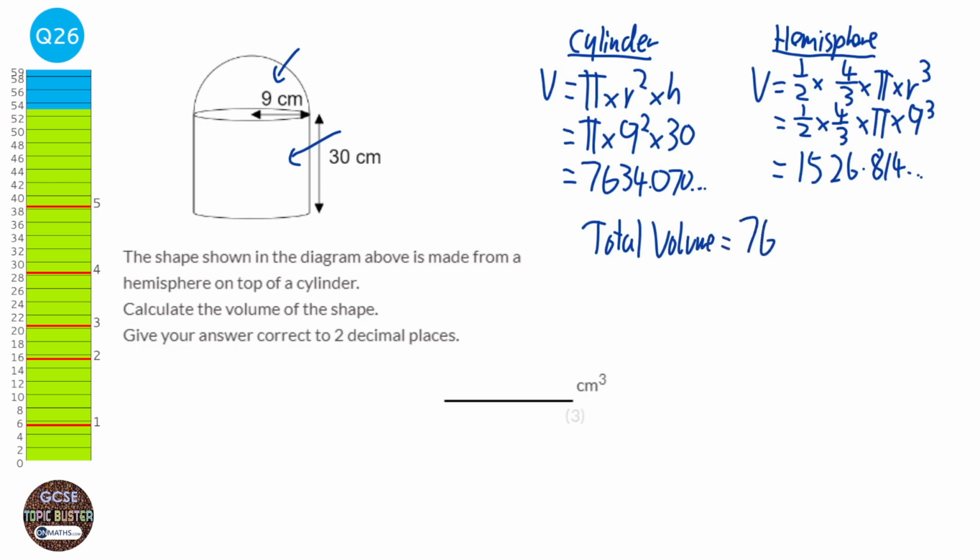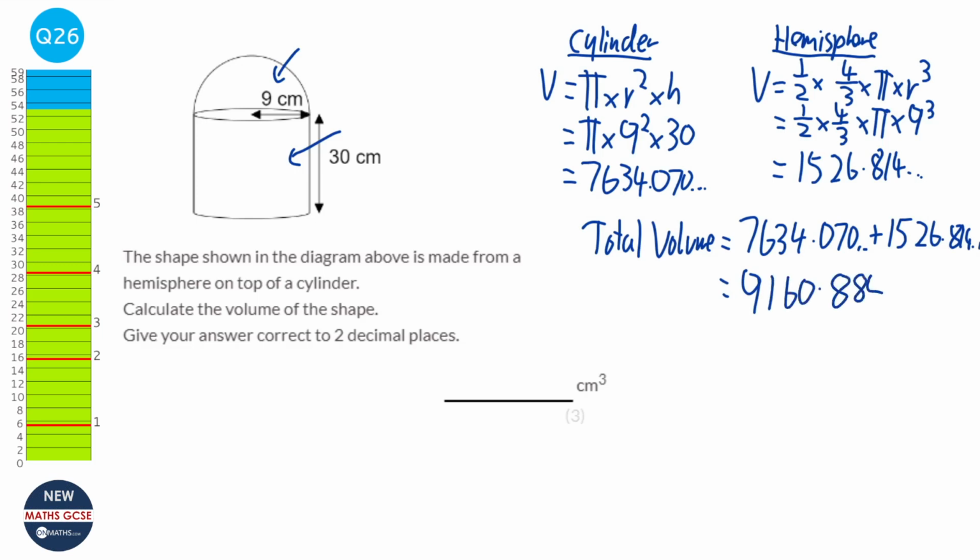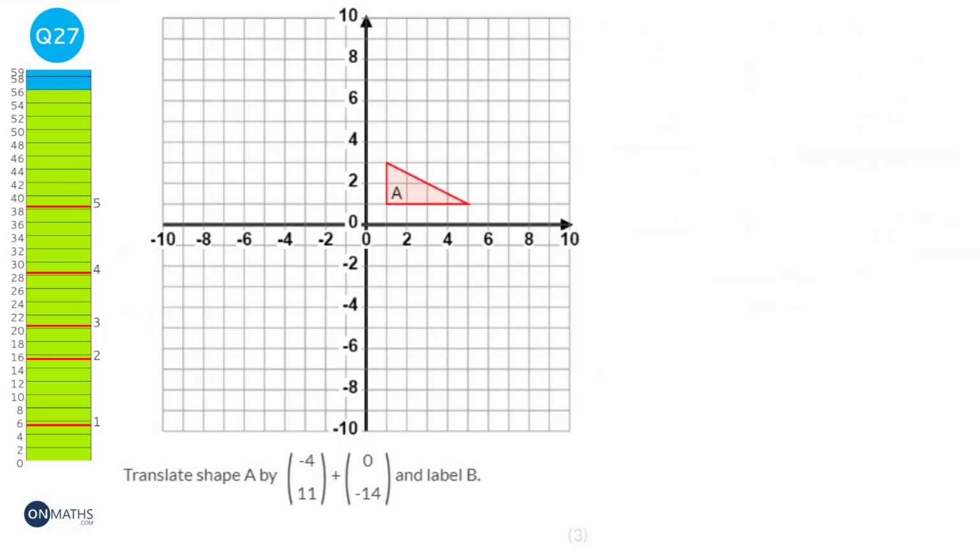And so the total volume is 7,634.070 blah blah blah, plus the 1,526.814 blah blah blah, which equals 9,160.884 blah blah blah. It says it wants it to 2 decimal places, so when we round that, we get 9,160.88.